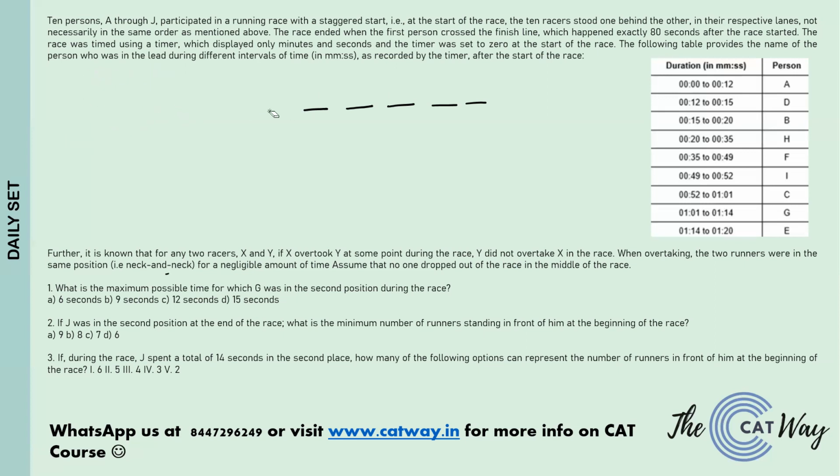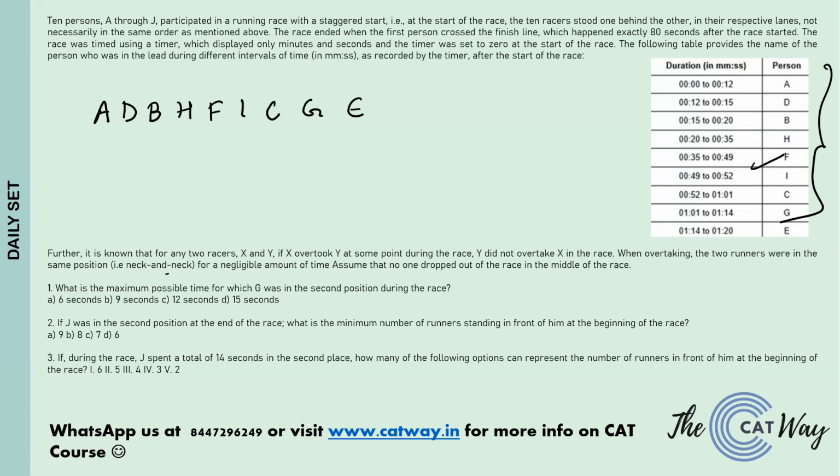So regarding the position of these people, what we can say is that A was definitely first. After that D was there, after that B, then H, then F, I, C, G, and E. Now how do we say this? We say this because we know that D has to overtake A, and D cannot overtake any of the others below him at the start of the race. Now let's talk about F.